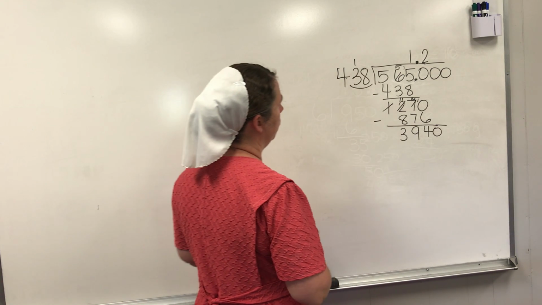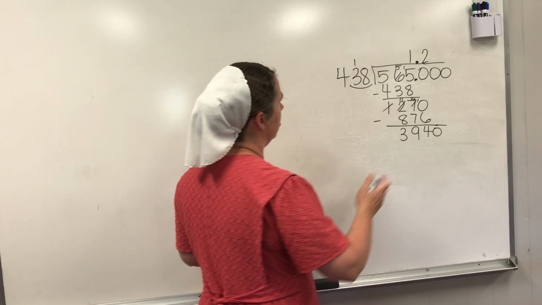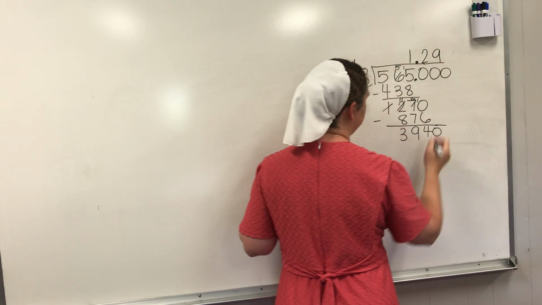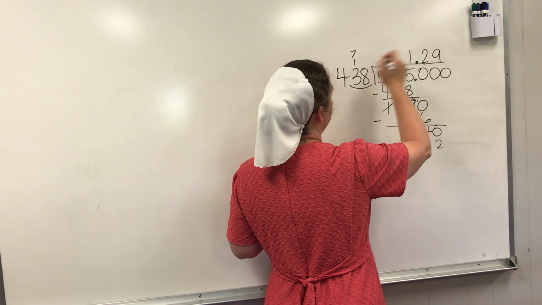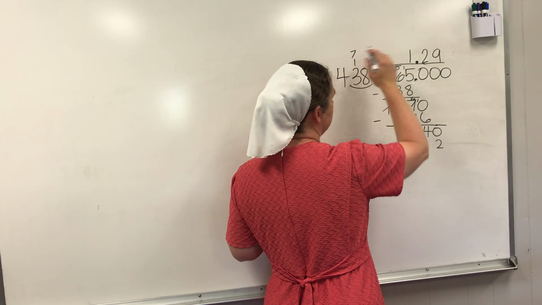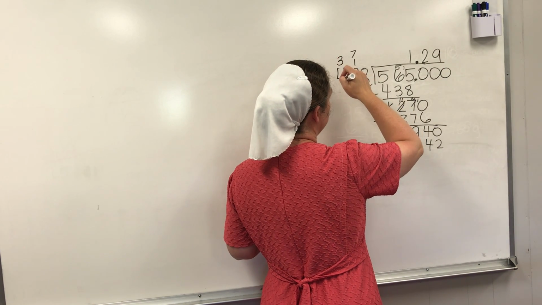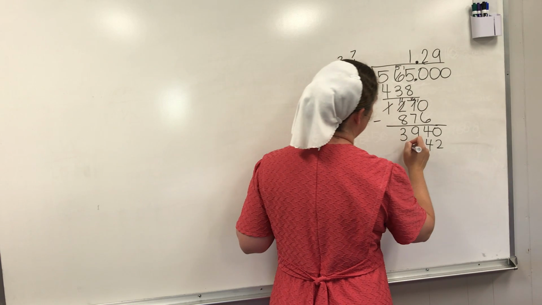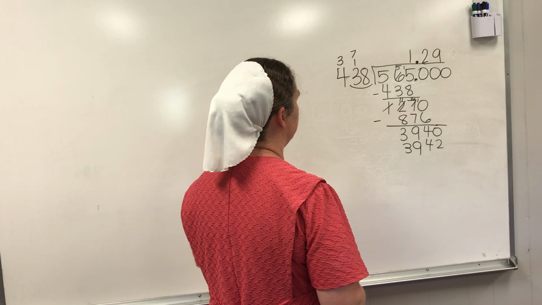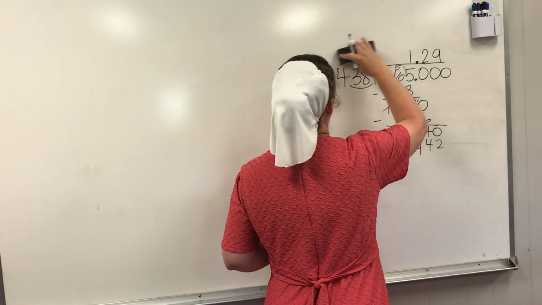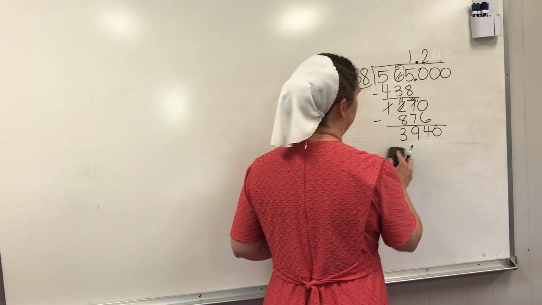Let's add a 0. 40. 438 into 39, 40 is probably going to go 9 times. 9 times 8 is 72. 9 times 3 is 27, plus 7 is 34. 9 times 4 is 36, plus 3. Oh, look at that, guys. That ain't gonna work. All right, let's start over.